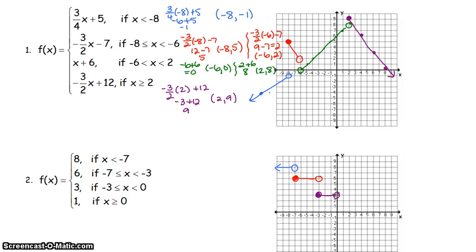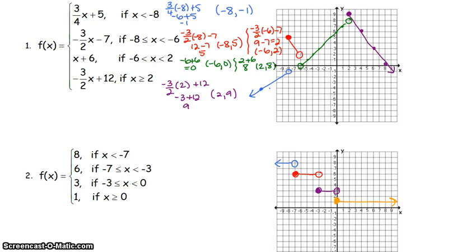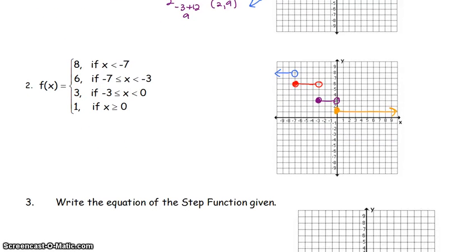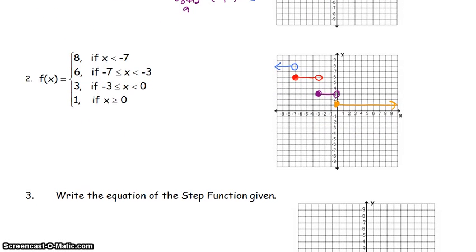There's our third piece. And our last piece is a horizontal line at 1, and we want it to be greater than or equal to 0. So we've got a closed circle at 0, everything to the right. Alright, so there is review on graphing.